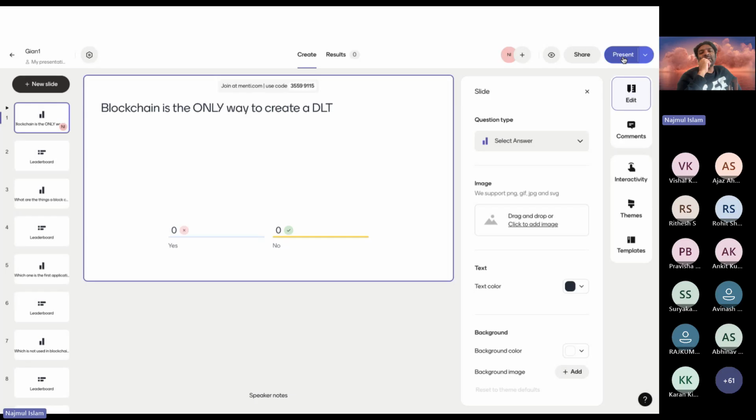Okay, time is running out. Six more seconds. Still 51 answers came. Not everyone answered. But anyway, 46 people got it right. So Bitcoin uses proof of work as a consensus algorithm, the mining process, which is very time and energy consuming. Proof of stake is used by Ethereum, not by Bitcoin. So the right answer is proof of work. Okay, let's take a look at the next one.